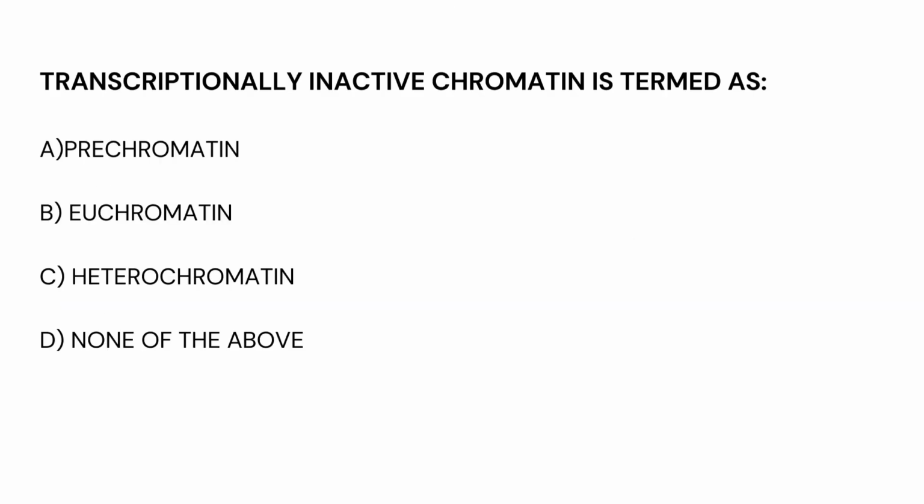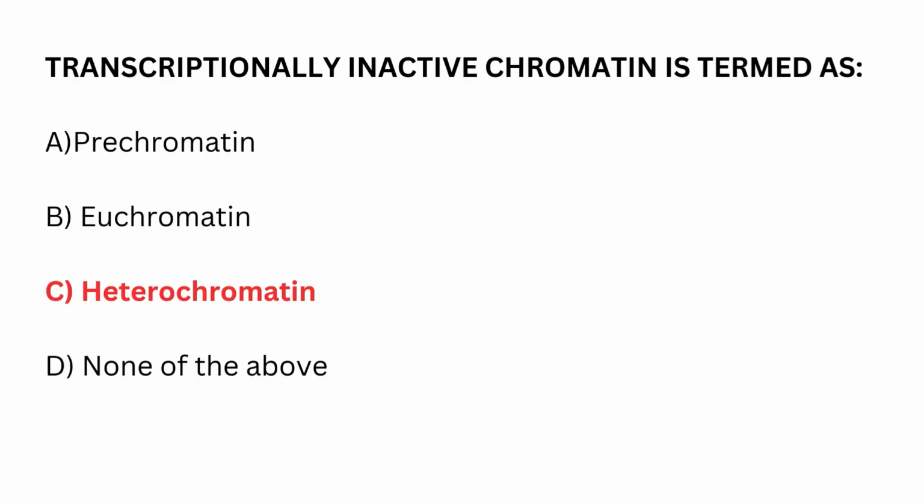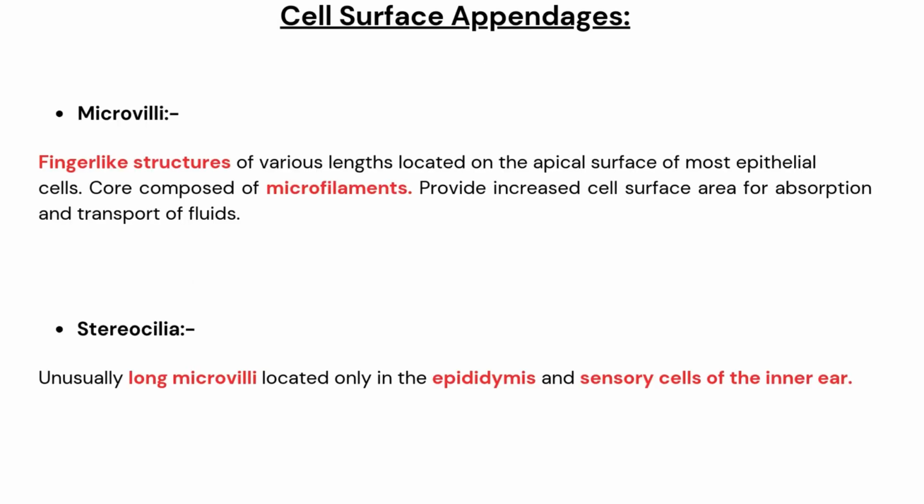So question: transcriptionally inactive chromatin is termed as prechromatin, euchromatin, heterochromatin, or none of the above? We just talked about it, that H is for highly condensed, H is for heterochromatin, and whenever there is highly condensed chromatin or heterochromatin, it indicates that there is no nuclear activity going on. So the correct answer here is heterochromatin.